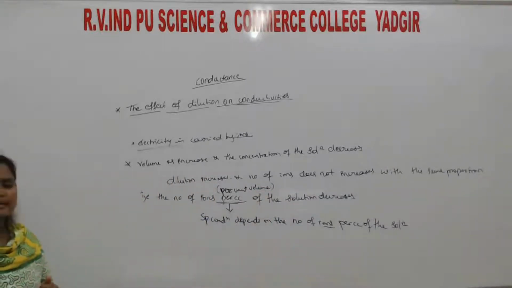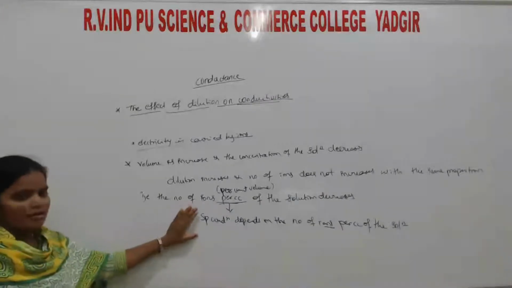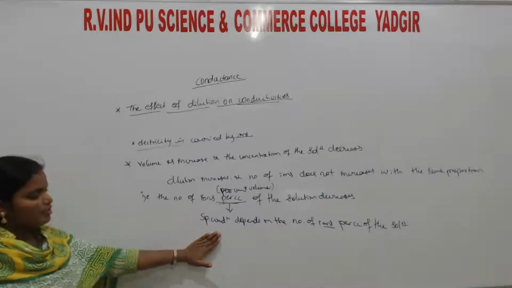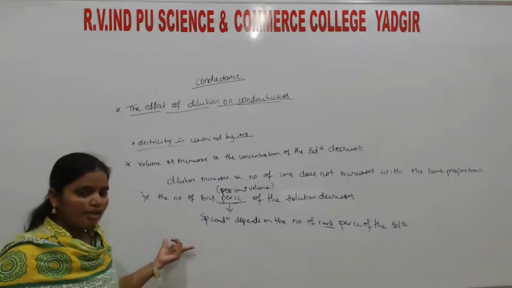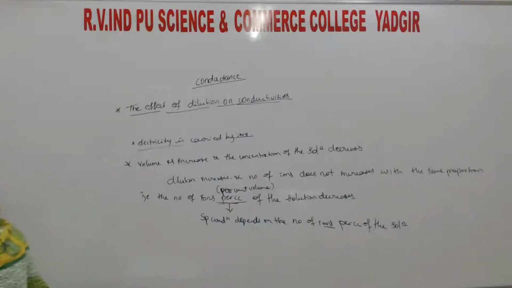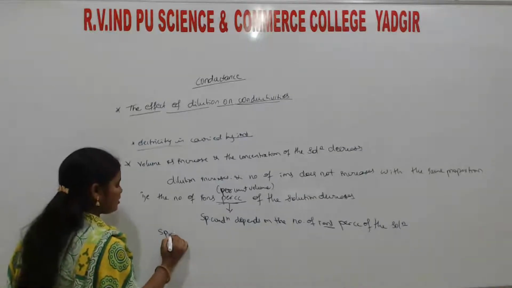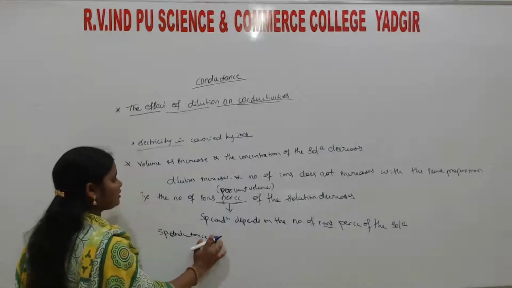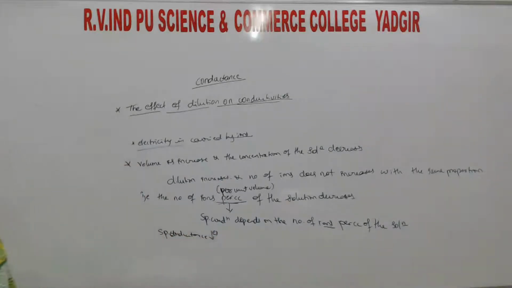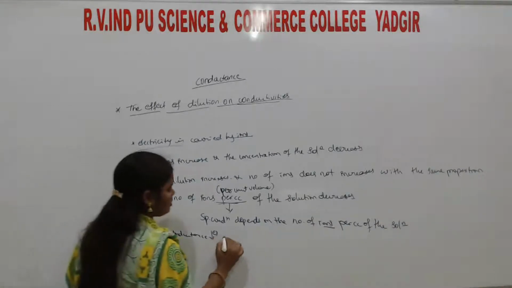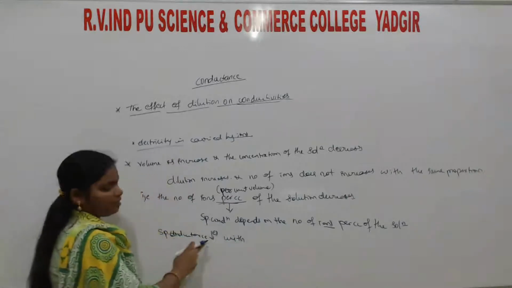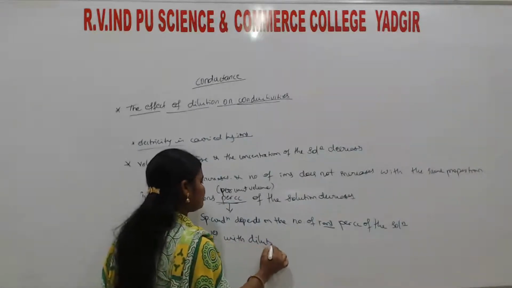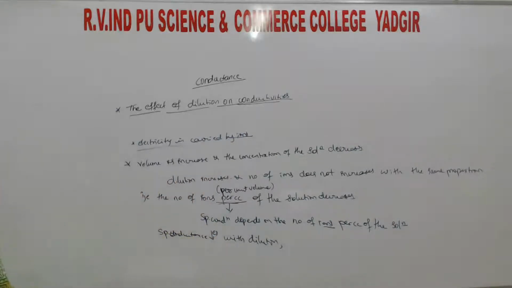And so the specific conductance decreases with dilution. As the dilution increases, the specific conductance decreases, while the equivalent conductance and the molar conductance increase upon dilution.